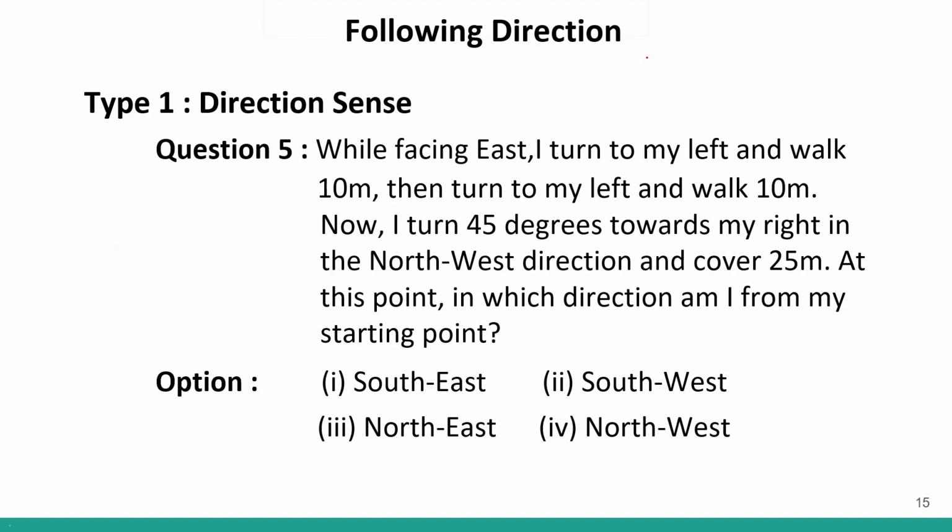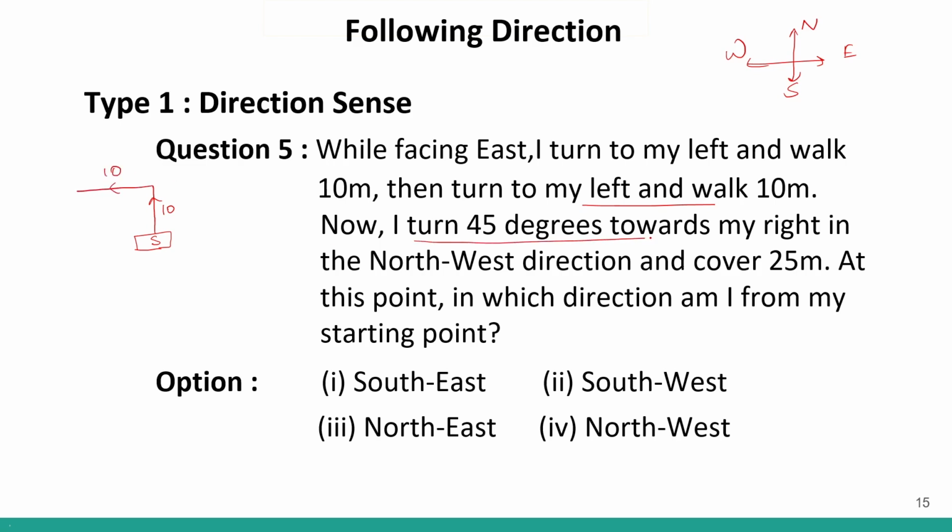Now, again, while facing east, so the person is facing east like this, it turns left and walks 10 meters. So let's say this was the initial point or the starting point. The person starts from here, takes a left, which will be this side, and starts walking for 10 meters, right? Then he takes a left and walks 10 meters again. So left will be this side, he walked for 10 meters.